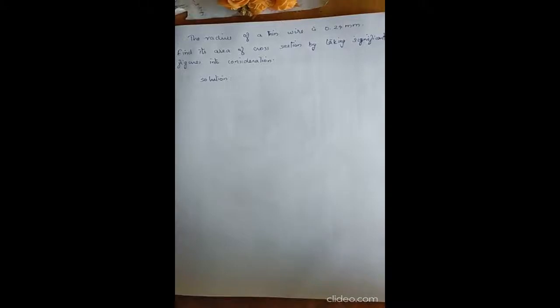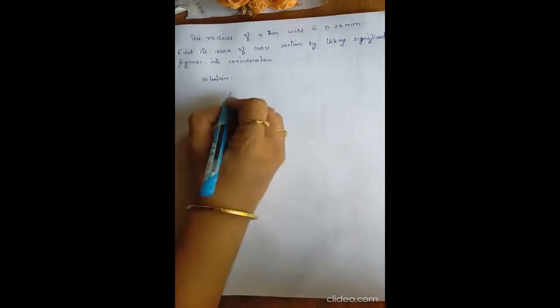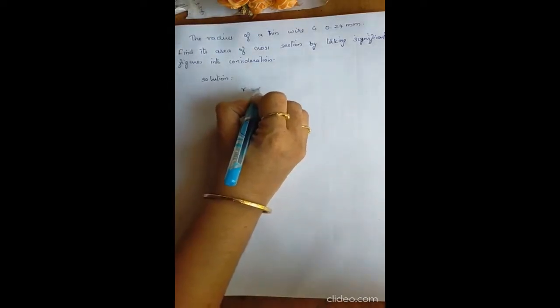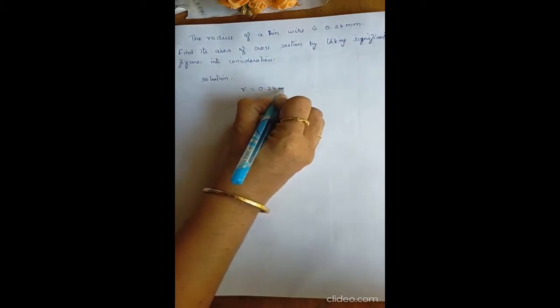Okay, നമുക്കിന്ന് problems നോക്കാം. The radius of a thin wire is 0.24 millimeter. Find its area of cross section by taking significant figures into consideration. ഈ ഒരു ക്വസ്റ്റ്യനിൽ നമുക്ക് റേഡിയസ് തന്നിട്ടുണ്ട്. R equal to 0.24 millimeter.